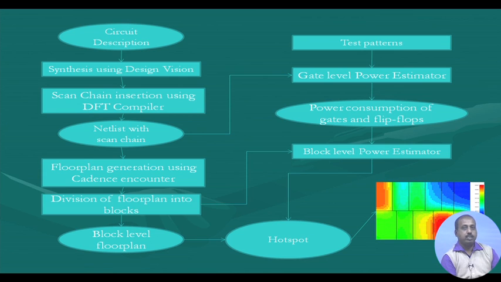So, this is typically the flow that has to be followed if we are trying to get the temperature profile for a circuit and a given test pattern set. So, you see that the process is quite complex compared to, say, power optimization, low power testing and all that.